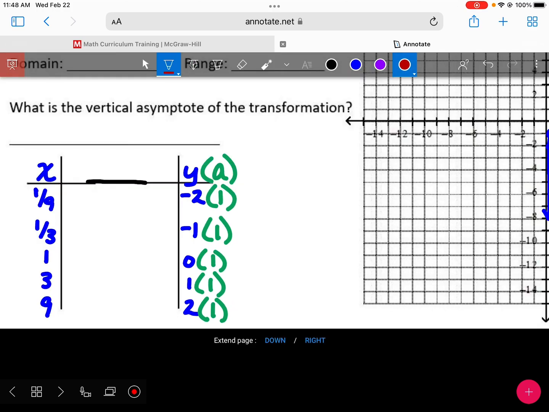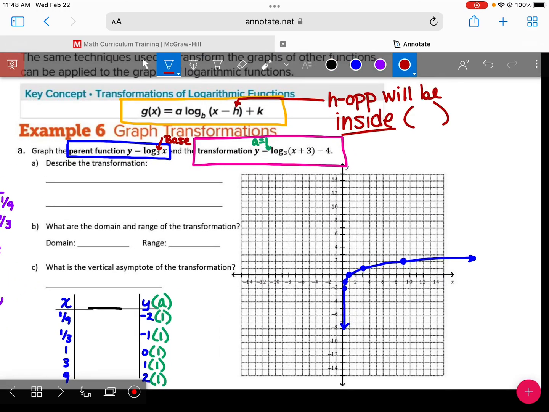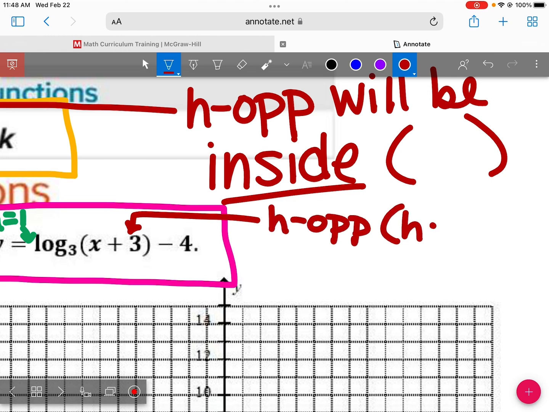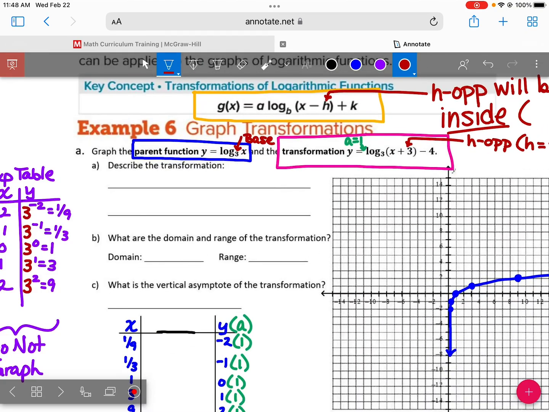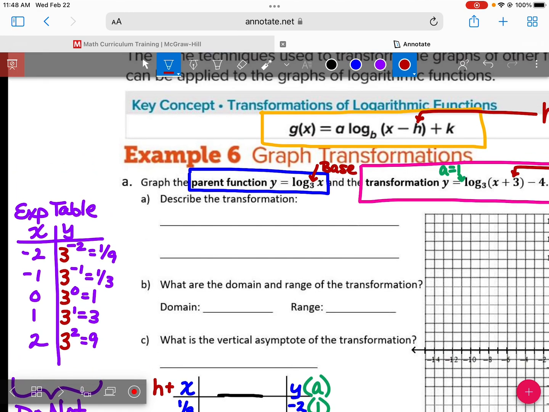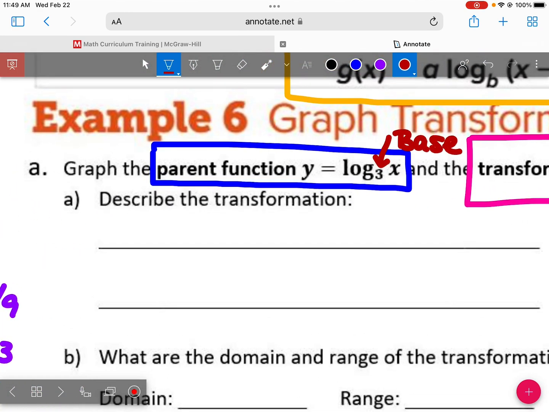What is my H value? 3. Close. -3. This is the opposite. So you put that on that side? It goes on the x side. H always goes on the x side. What will that do to my graph? If H is -3, left 3. Remember, H takes things left and right.